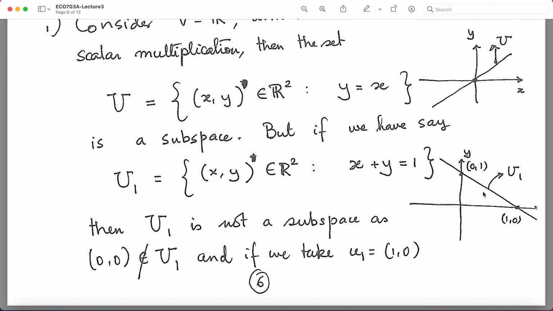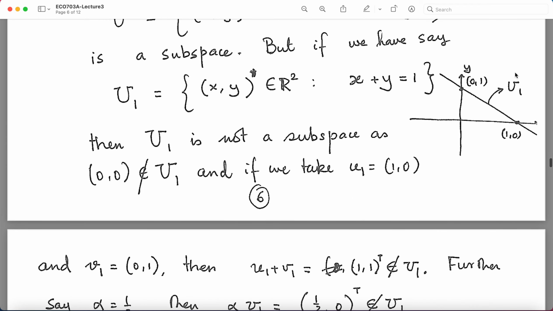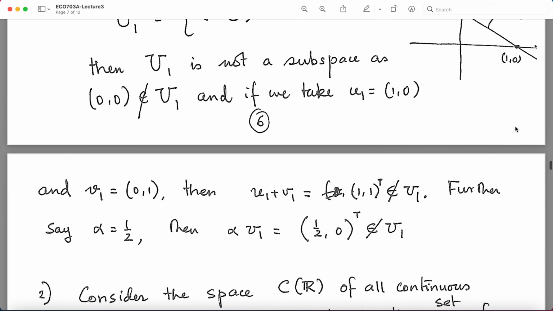So it is the line passing through (0, 1) and (1, 0). First of all, 0 is not in U1. So immediately 0 is not there, so it cannot be a subspace. In fact, if you take two elements (1, 0) and (0, 1) and add them up, they will give you (1, 1). It's here. It's not lying on U1, so it is not a subspace.